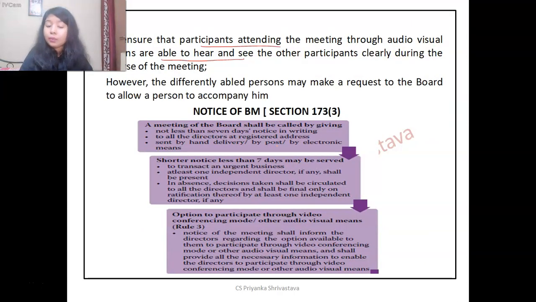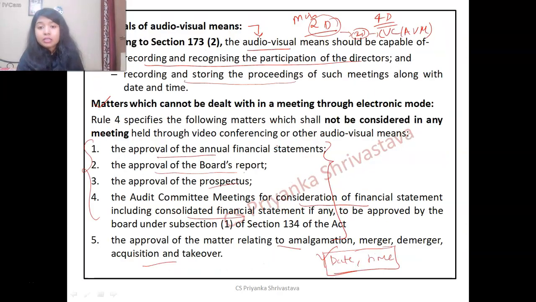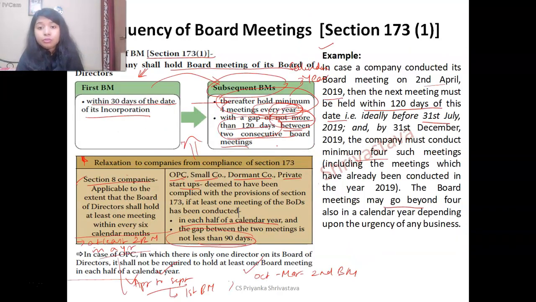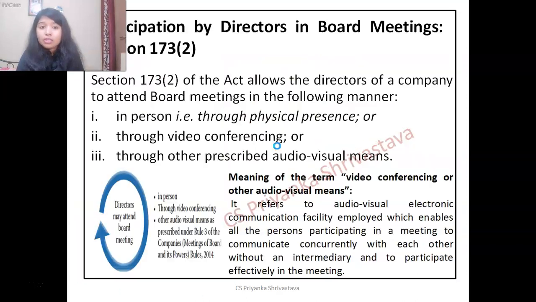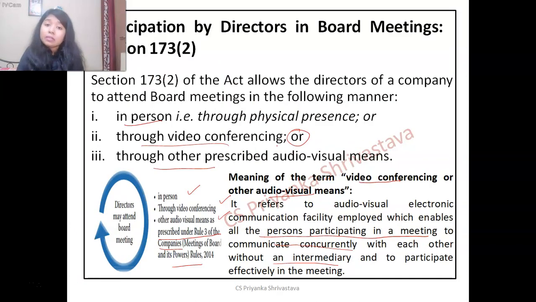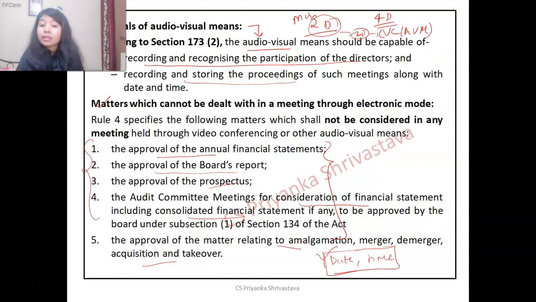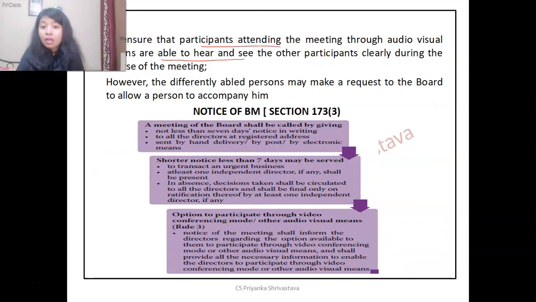In the next chapter we are going to start with the notice of board meeting. So please revise this lecture. We have completed these two things. First, frequency of board meeting, section 173 subsection 1, and subsection 2, participation by director in board meeting and participation through audio-visual means. And what is the procedure to participate through audio-visual means? So we have completed these things.